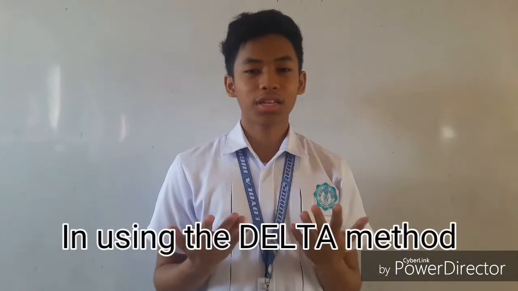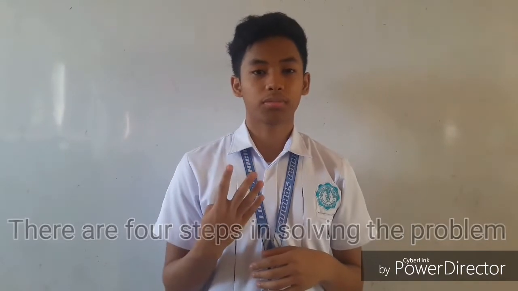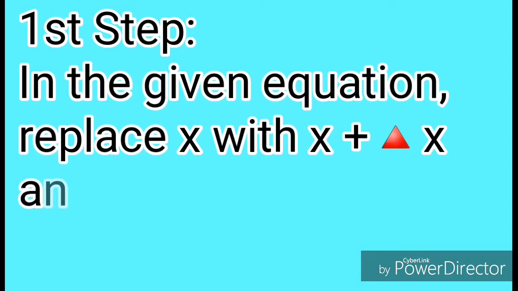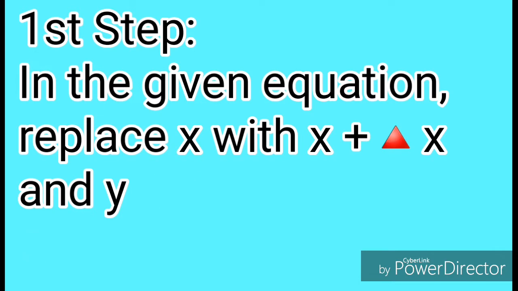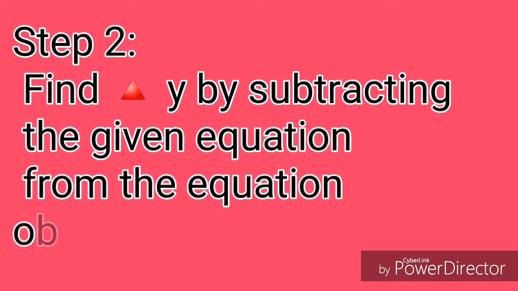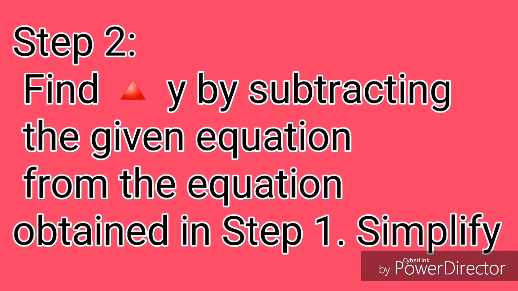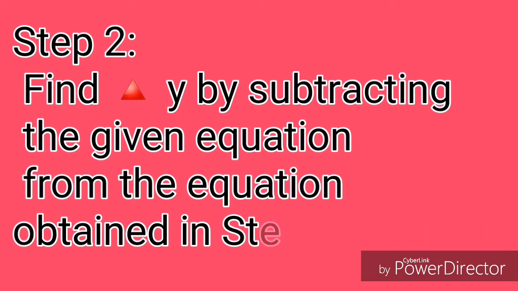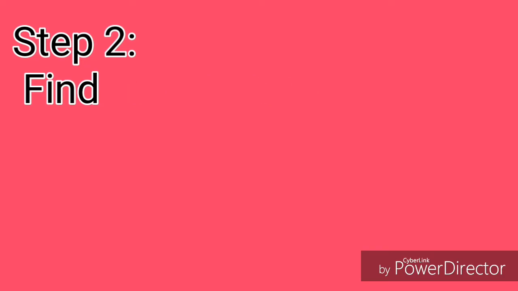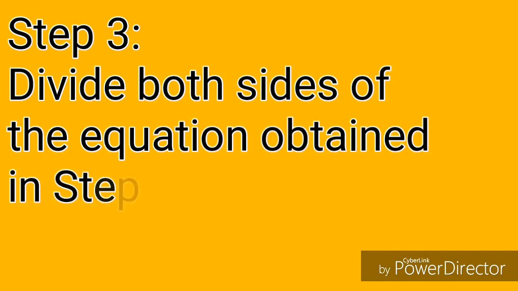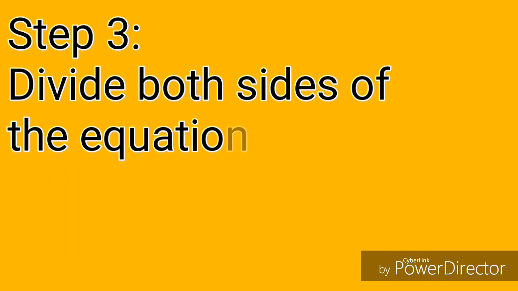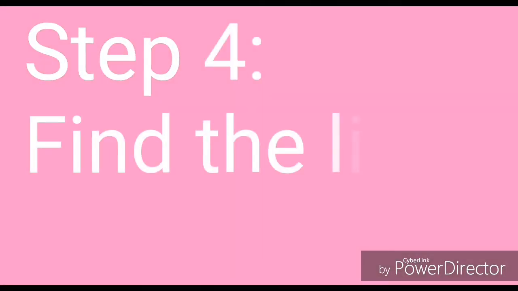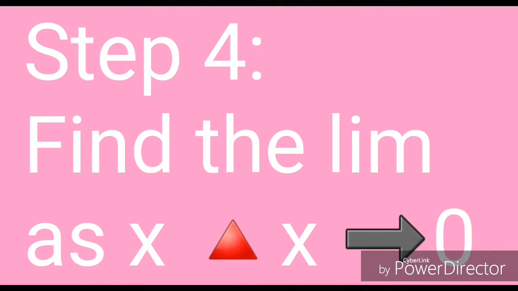The delta method. In using the delta method, there are 4 steps in solving the problem. First step. In the given equation, replace x with x plus delta x and y with y plus delta y and simplify. Step 2. Find delta y by subtracting the given equation from the equation obtained in step 1. Then simplify. Step 3. Divide both sides of the equation obtained in step 2 by delta x, then simplify. Step 4. Find the limit as delta x approaches 0.